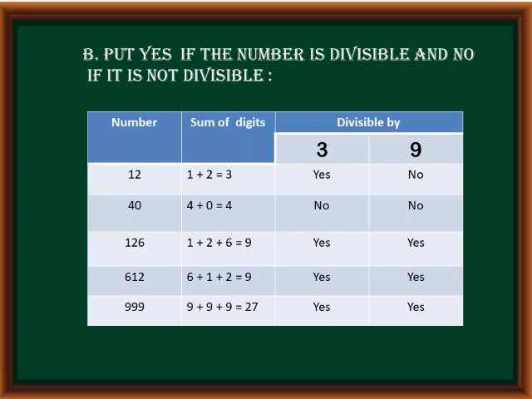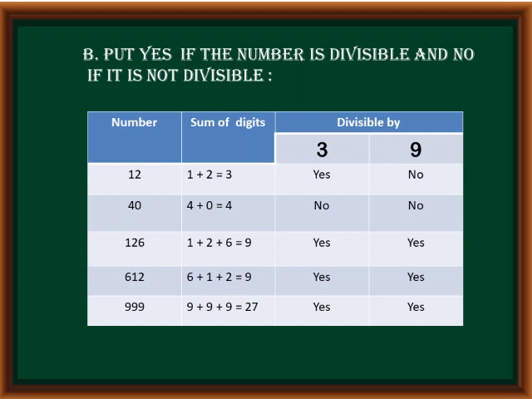Next sum, 126. When you add the sum of the digits, 1 plus 2 plus 6, you get the answer as 9. So 9 is a multiple of 3 and also 9. So 126 is divisible by 3 and 9.